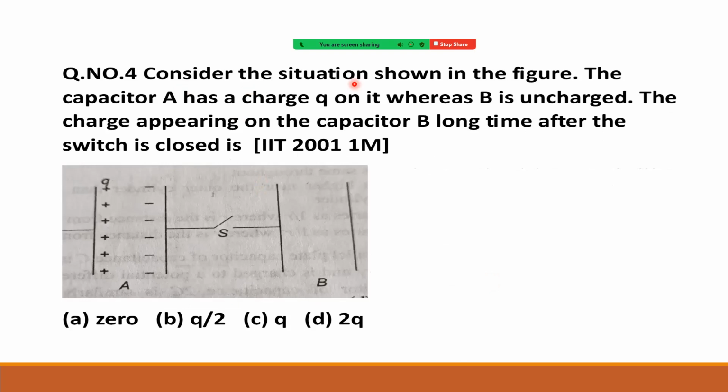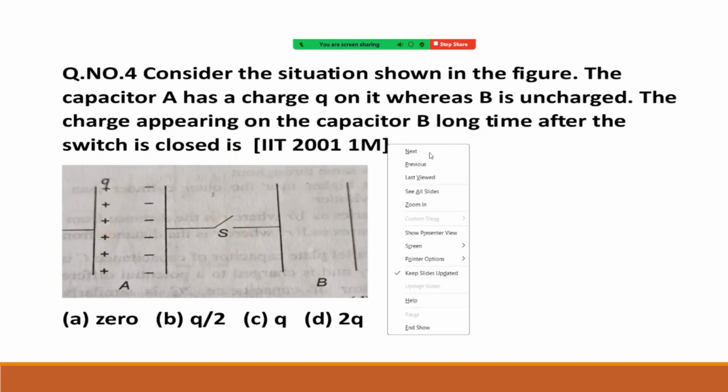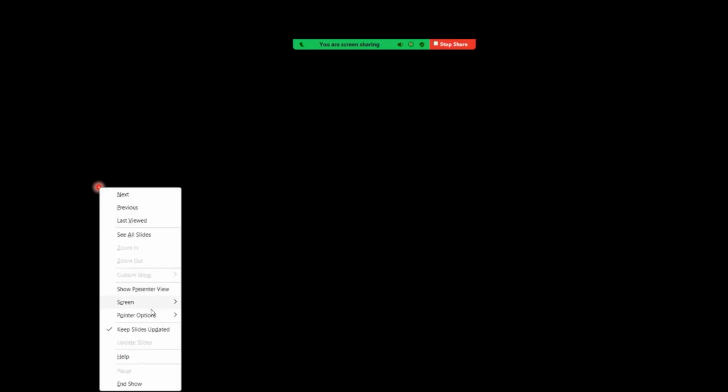Consider the situation shown in the figure. The capacitor A has a charge Q on it, whereas B is uncharged. Find the charge appearing on capacitor B a long time after the switch is closed. When the switch is closed, then see what we can do here. It is again the same as the previous one, exactly the same thing we have discussed in Gauss law.